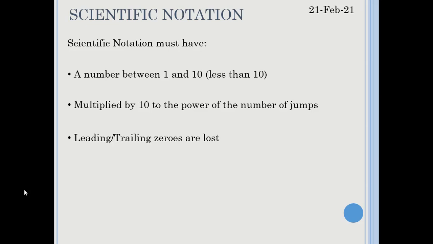In scientific notation, any leading or trailing zeros are lost. We'll discuss more what that means. We're going to concentrate in this video on trailing zeros. And if there are any non-zero digits, they are still included. They don't vanish. So a good idea would be to copy this, pause the video and put it into your jotter so that you've got this information.